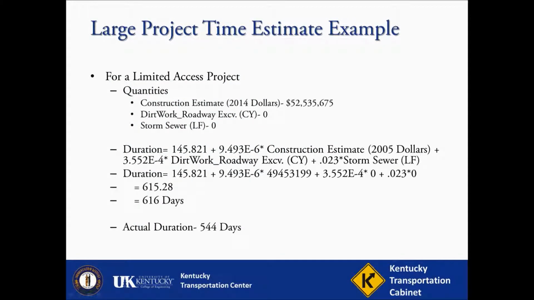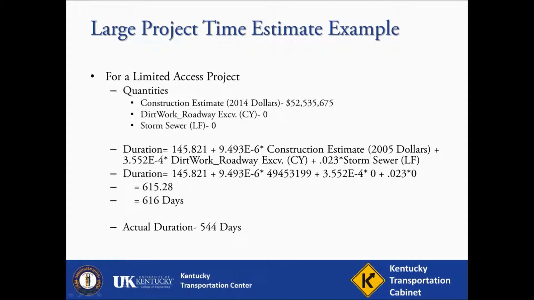Let's consider a limited access example. This project type requires quantities for earthwork, storm sewer pipe, and the construction estimate. Using the quantities listed in this example and inserting them into the equation, the result is 616 days, which would be considered the mean from this equation.